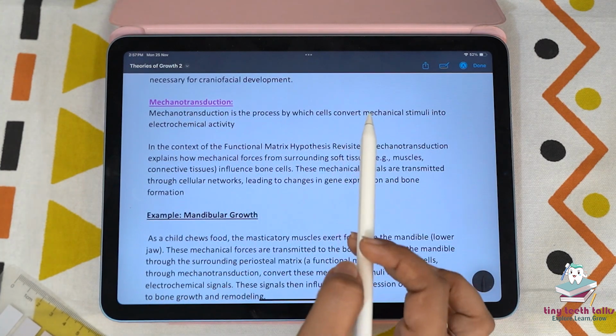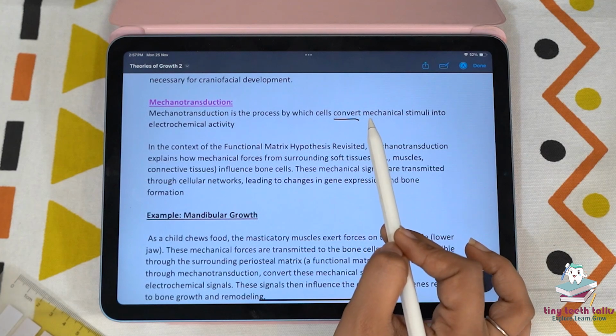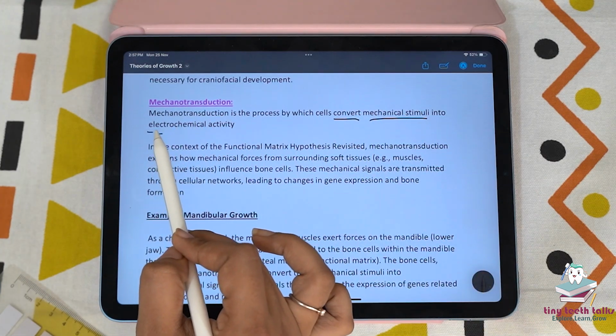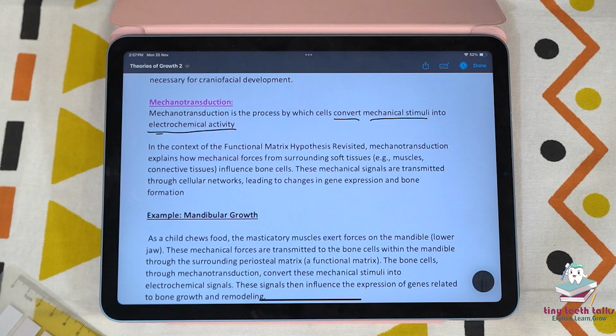Mechanotransduction is the process by which cells convert mechanical stimuli into electrochemical activity. How does it convert? Mechanical stimuli are the mechanical signals which a cell receives, such as pressure, stretch, etc. These signals are detected by mechanically gated ion channels, which open in response to mechanical force. So first the mechanical force is applied, and it opens the mechanically gated ion channels, which detect the mechanical stimuli and allow ion flow, creating electrochemical signals that trigger various cellular responses including changes in cell shape, gene expression and protein synthesis.